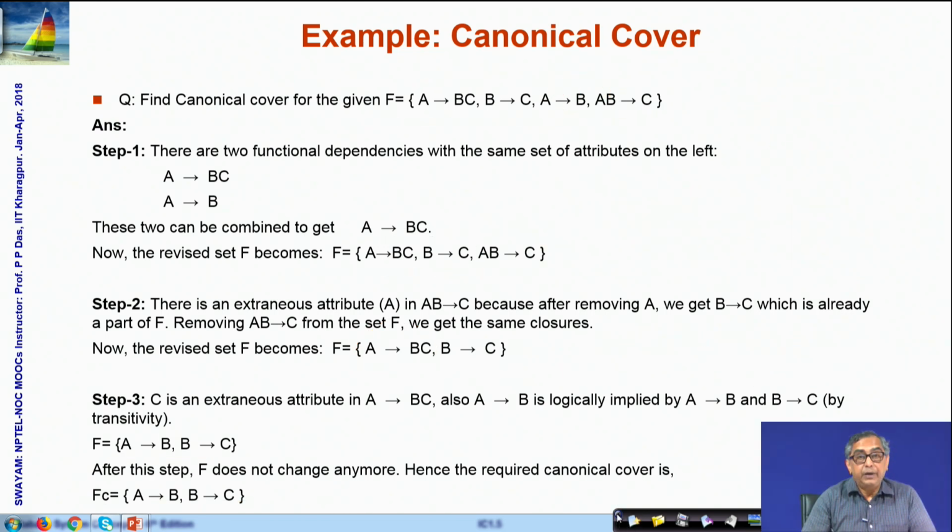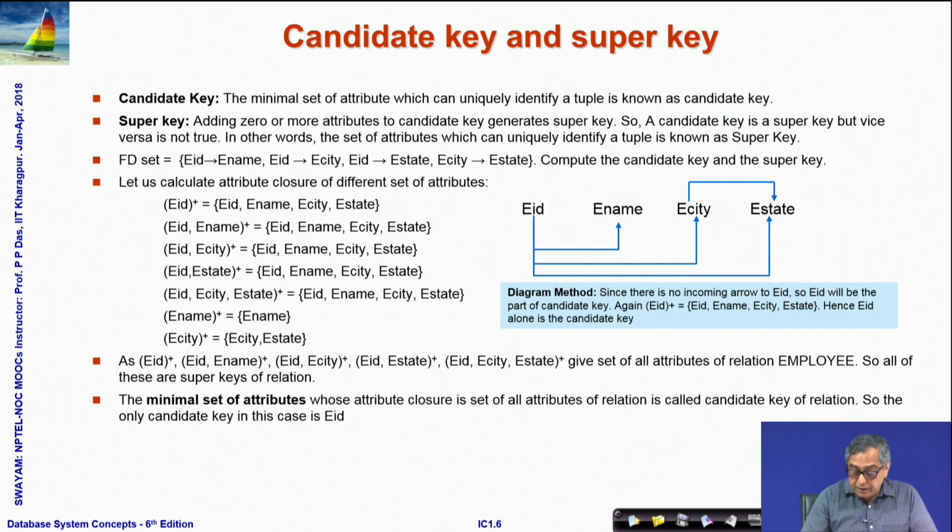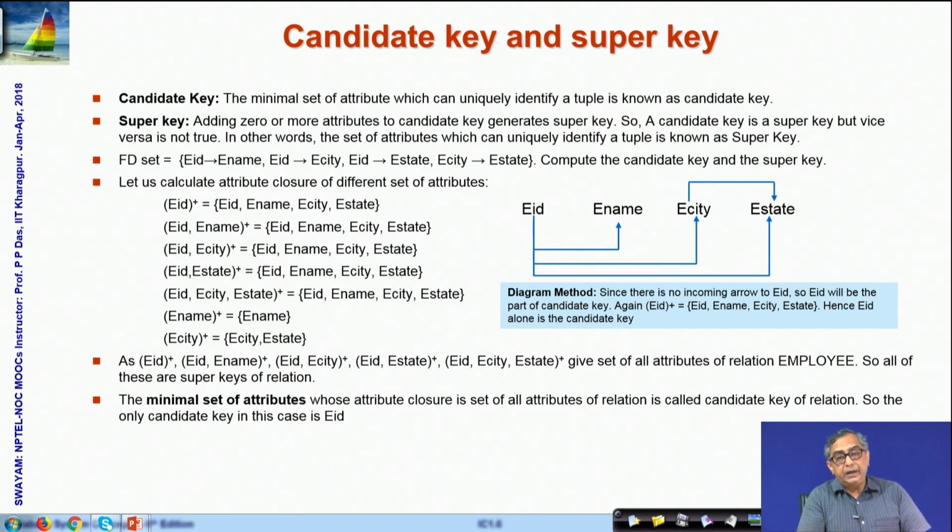I hope this will give you clarity in terms of what we are saying in terms of the canonical cover, and you should be able to do that. Let me address the next question, which was in terms of explaining what is candidate key and super key. Somehow repeatedly this question is coming up in the forum and in other places.